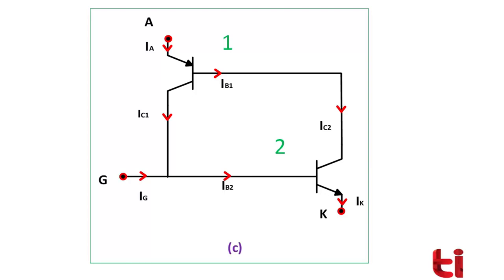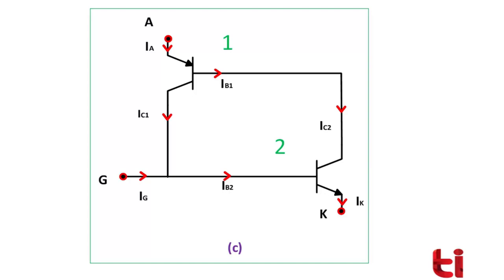So the effect we can see is that by applying a small amount of gate current, IB2 increases, so IK will increase. In turn, IC2 will also increase. Now this IC2 is nothing but the base current of transistor number 1, that will also increase. Now this base current of transistor number 1 increases, that will increase emitter current IA. So as a whole, we can say by applying a small amount of gate current, emitter current increases.